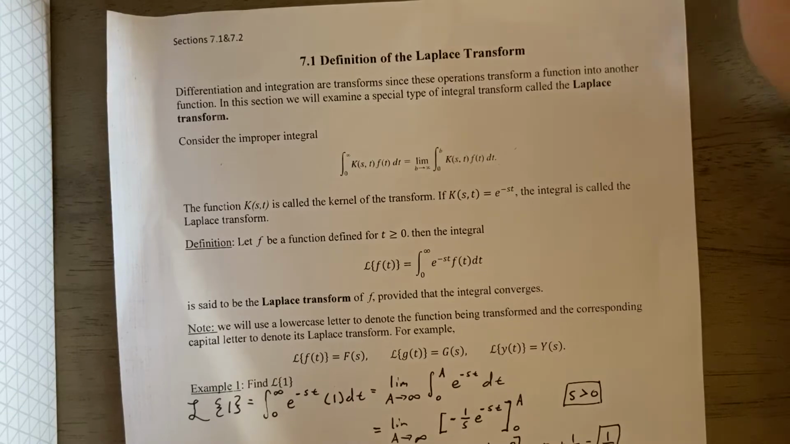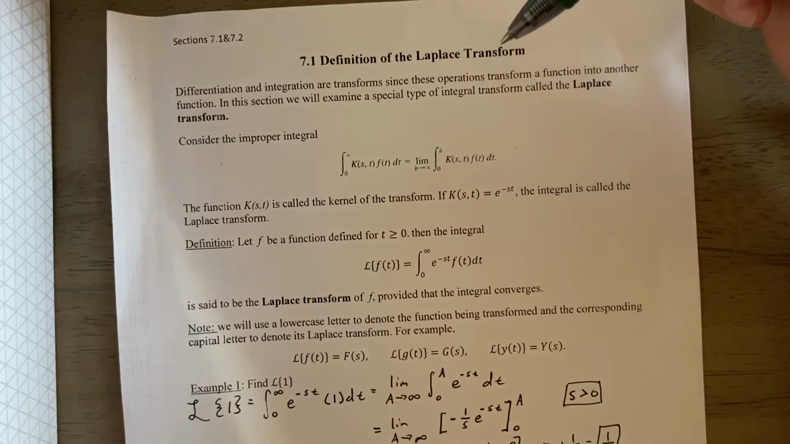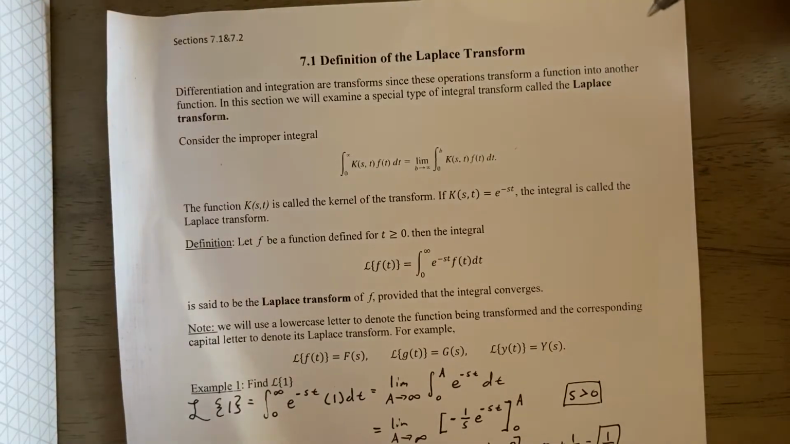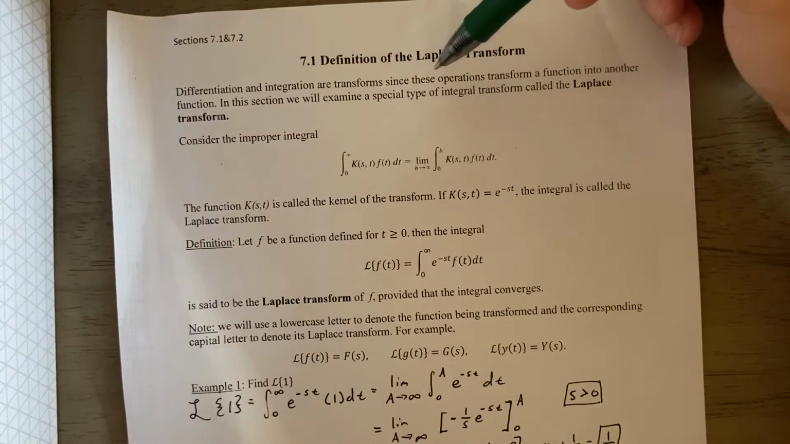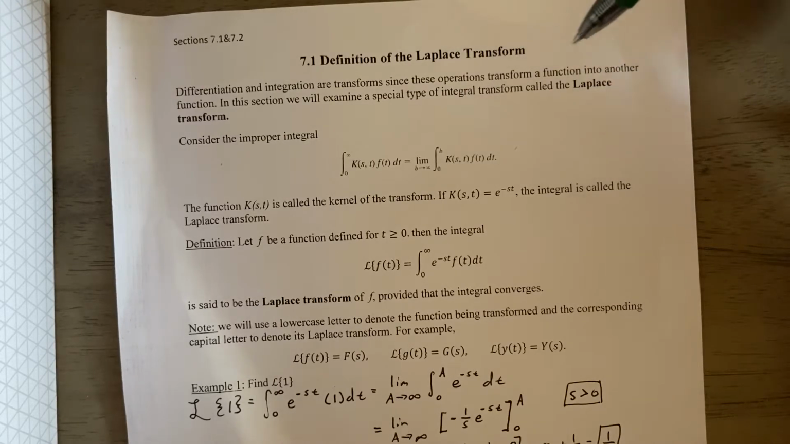How we can change, pretty much we're just taking the equation and we want to change the variables. And we're going to transform the way the actual equation works. So differentiation and integration are transforms, since these operations transform a function into another function. So when we integrate, when we differentiate, we're transforming one function into another function. And that's what we're going to do here.